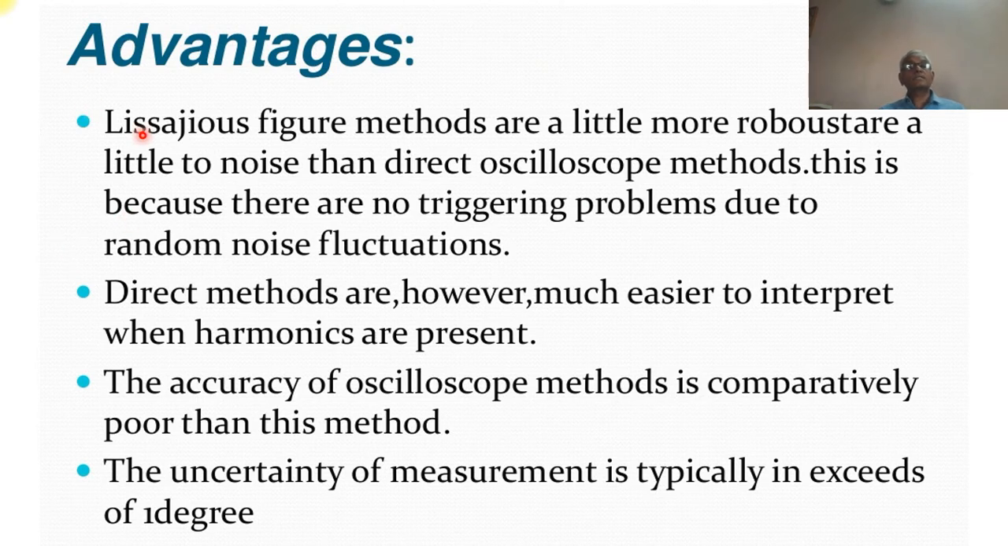There are certain advantages of the Lissajous figure method. It is a little more robust and has a little less noise than the direct oscilloscope methods. Some noise is created if you work directly on an oscilloscope. However, direct methods are much easier to interpret when harmonics are present. Harmonics means multiples of the same wave pattern are there. The accuracy of the oscilloscope method is comparatively poorer than this method. So this is one of the disadvantages. And the uncertainty of measurement typically exceeds a degree.